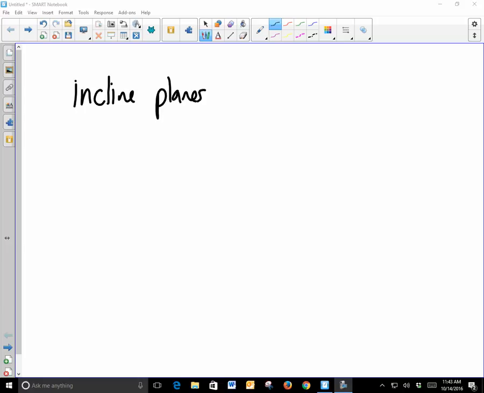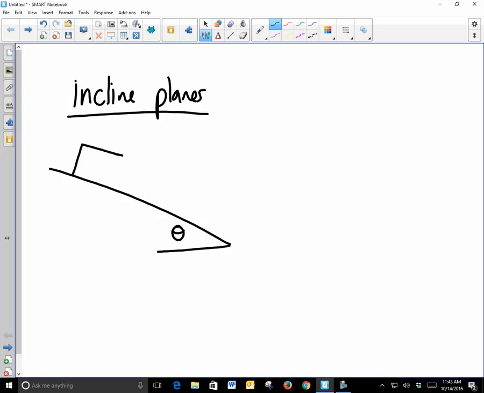All right, today we're doing inclined planes. Here's the deal. When you're on an inclined plane, we're going to give this inclined plane just some random angle. And we put a mass on this inclined plane.